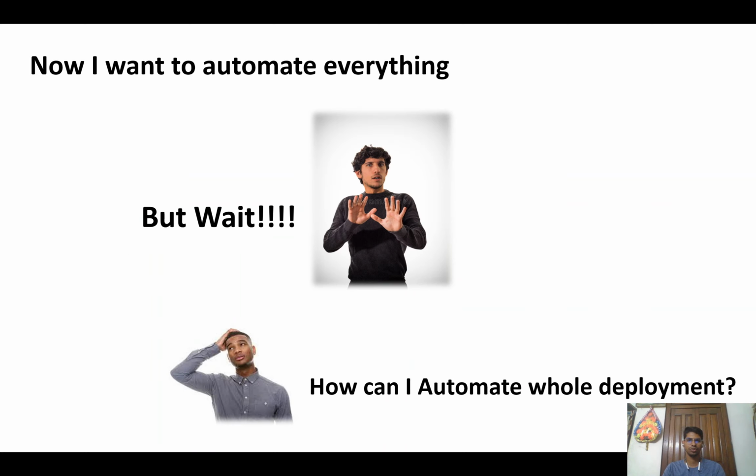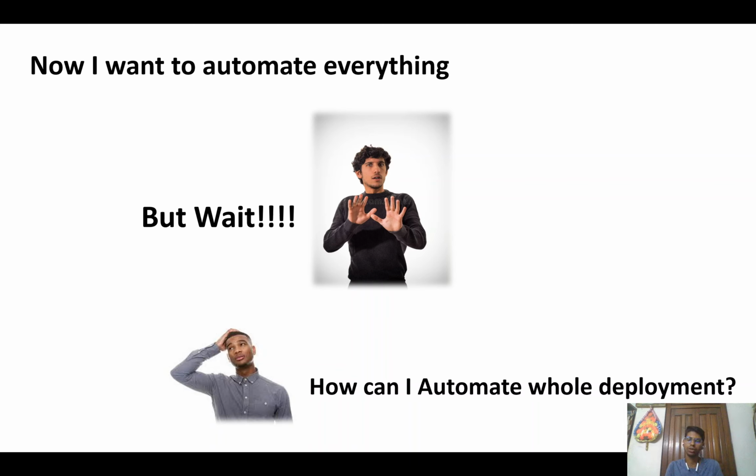But you deploy those applications, it is good. So we have deployed our application at last. But there is a catch, which is that I want to automate the whole thing from infrastructure to deployment. How can I automate all those things at once?